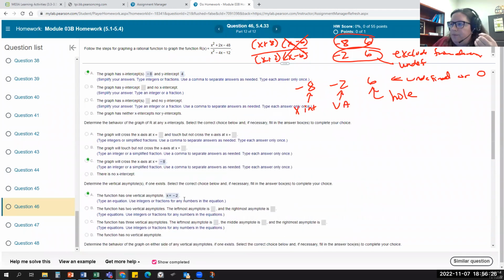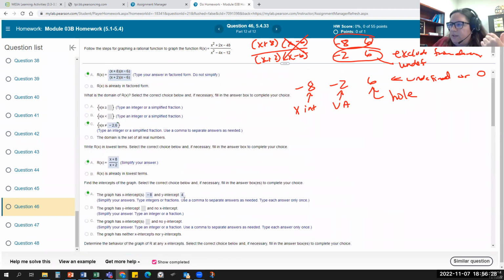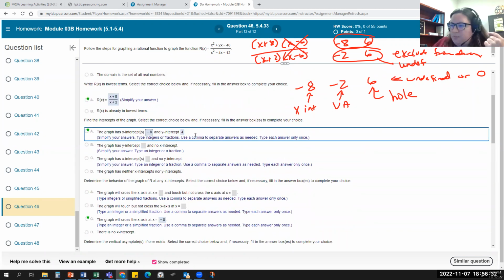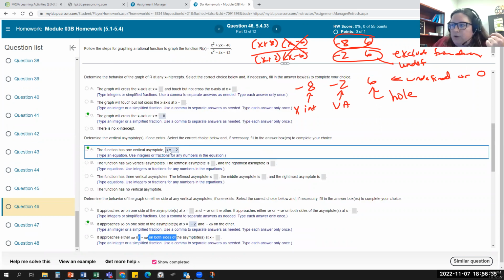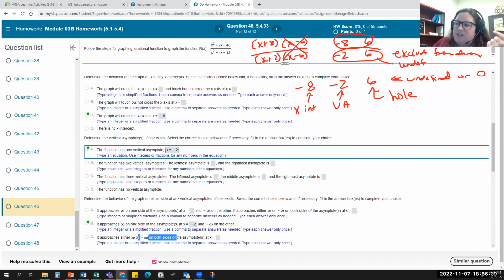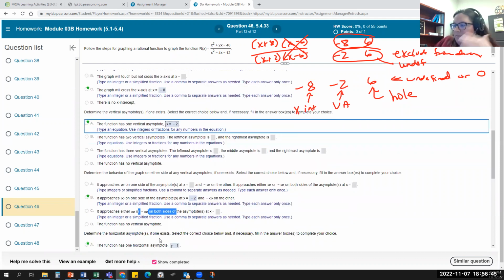Again, the things that you want to definitely be good with: the domain, the intercepts, you should be able to get the location of the vertical asymptote, the behavior at the intercept, the behavior of the asymptote. There may be something you should be able to figure out, but not quite as super important.